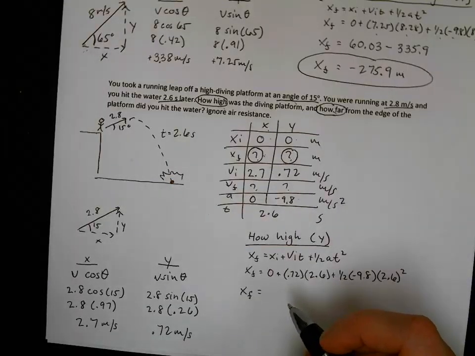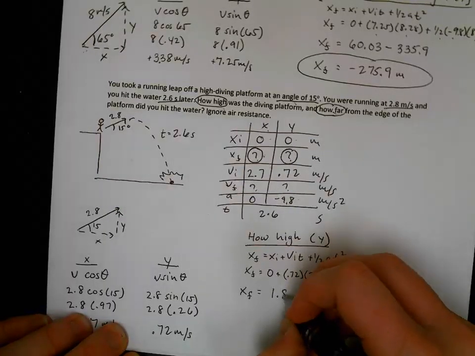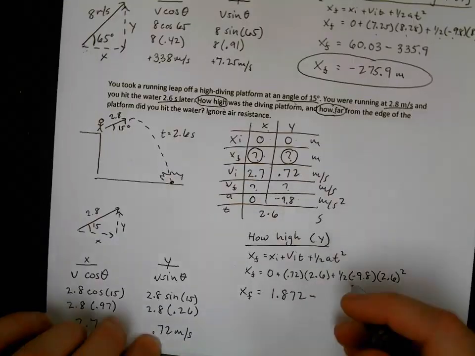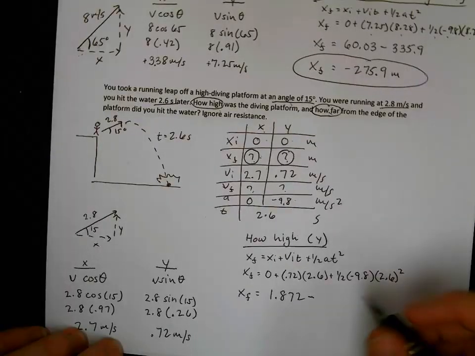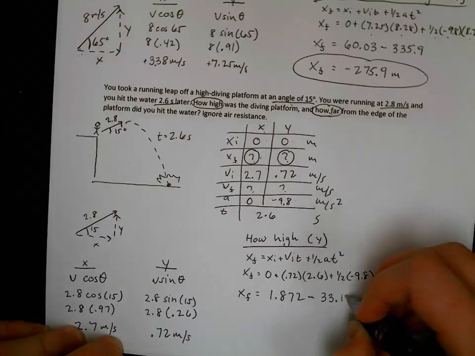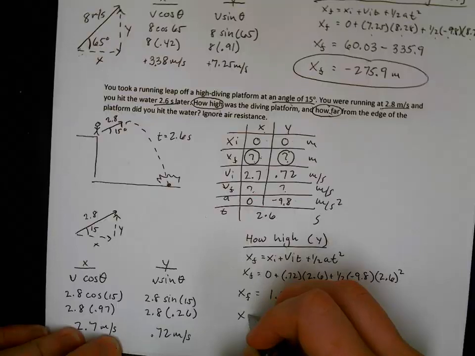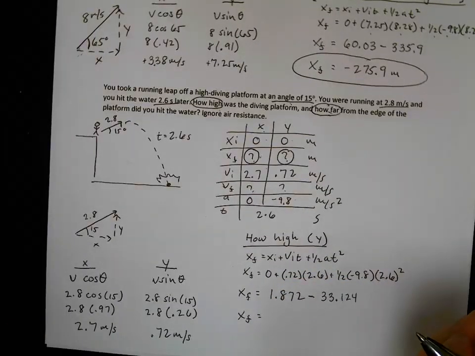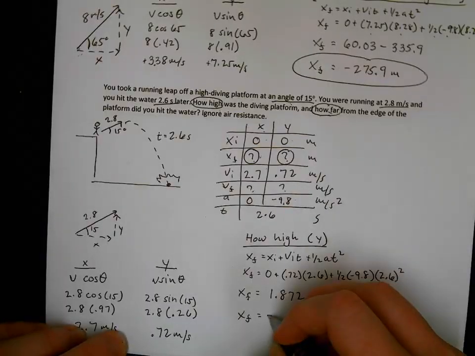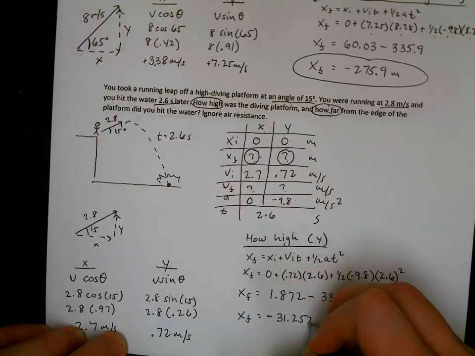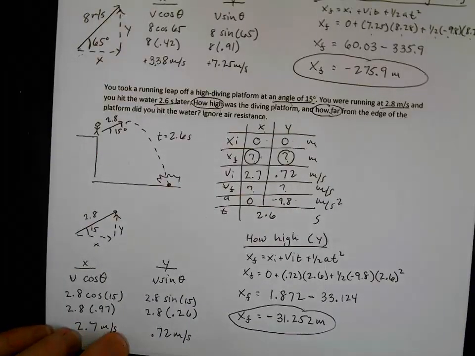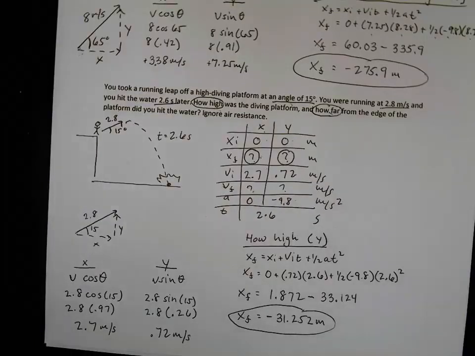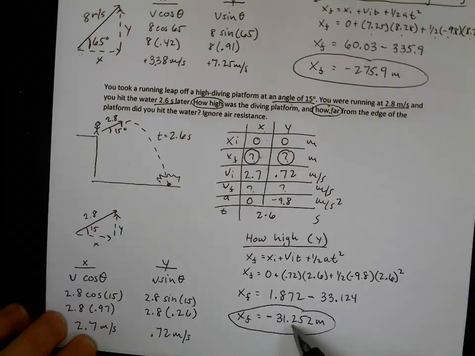All right. 0 goes away. 0.72 times 2.6 will give us 1.872, minus 1/2 times 9.8 times 2.6 squared, which gives us 33.124. We do that subtraction, and we get negative 31.252 meters. As far as decimals go, I'm not really concerned with how far we take the decimal place out. 2 or 3 places is usually good. If you like to round to 1, I'm honestly pretty okay with that too. Doesn't really matter. So we've got negative 31.252 meters.